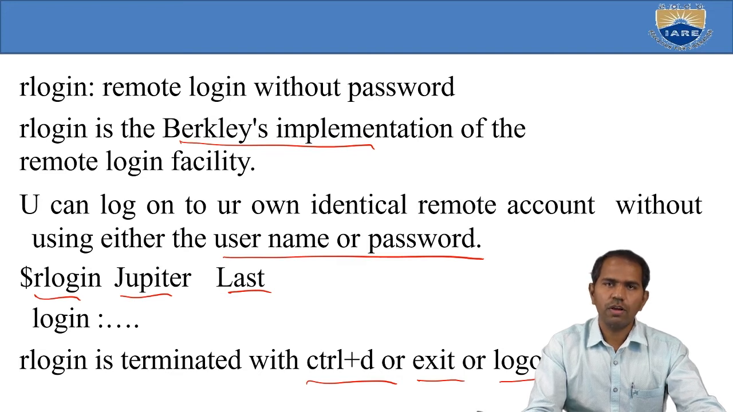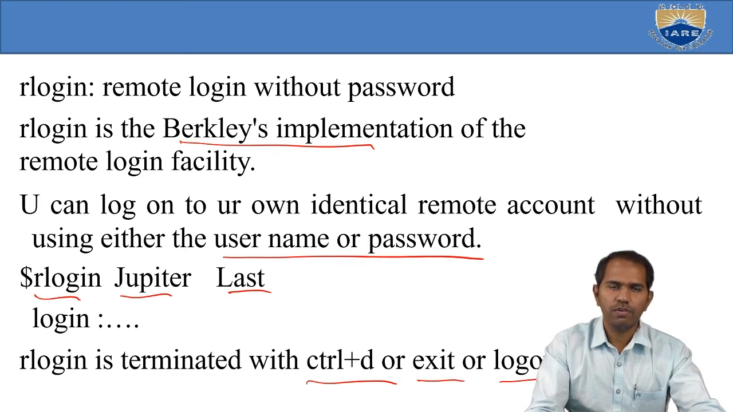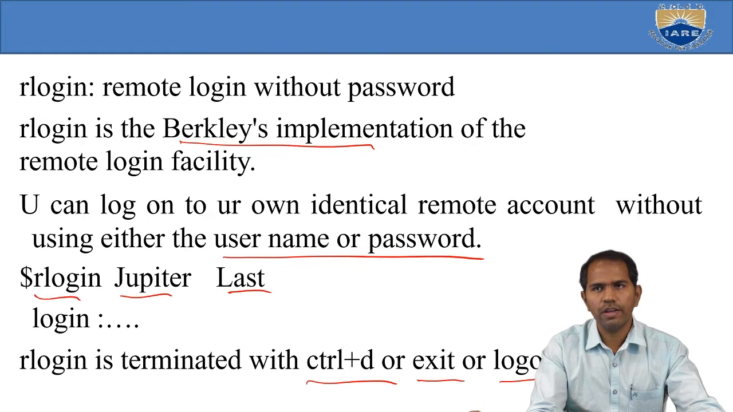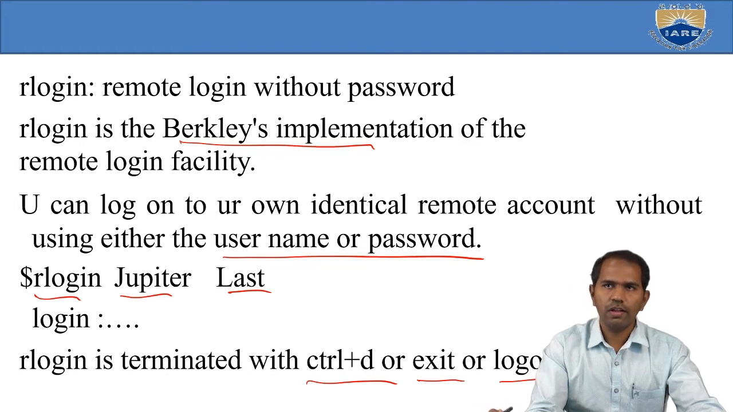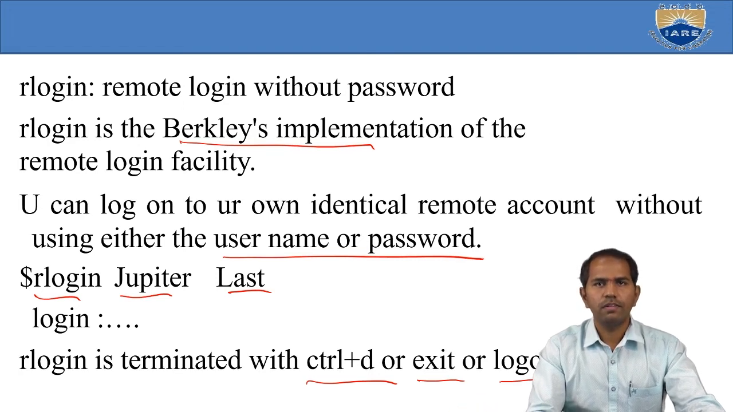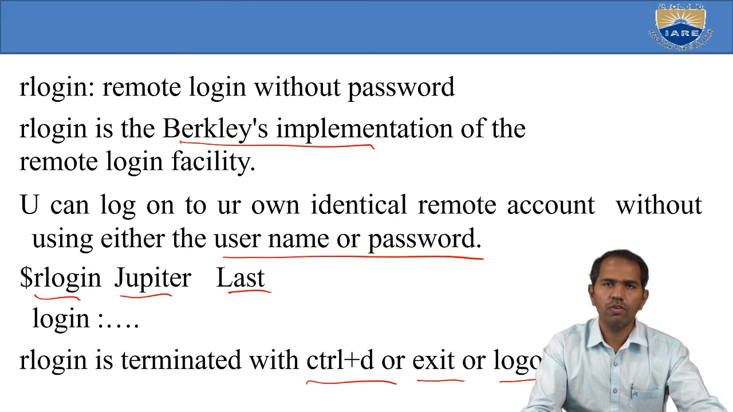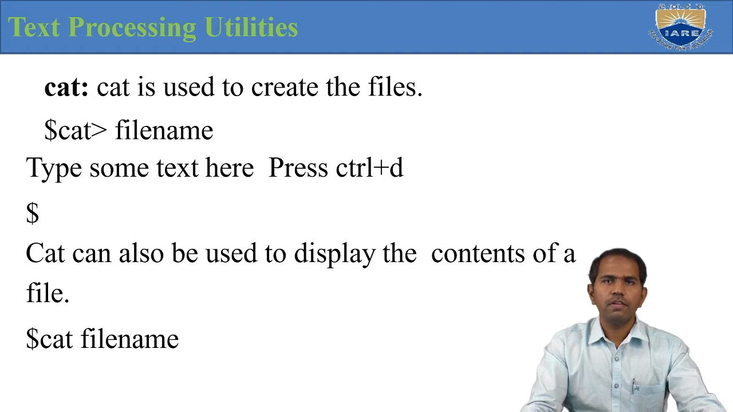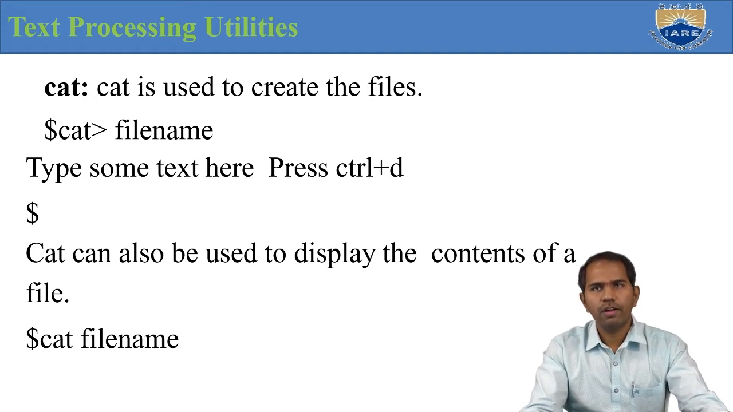command. So without a password we can connect to our systems with rlogin Jupyter, and then with a keyword you can log on to your own identical remote account without using either username or password. So now, once connected, if I want to log out, use the options Control D or exit, or we can use the logout option. Up to that point, it was network utilities.